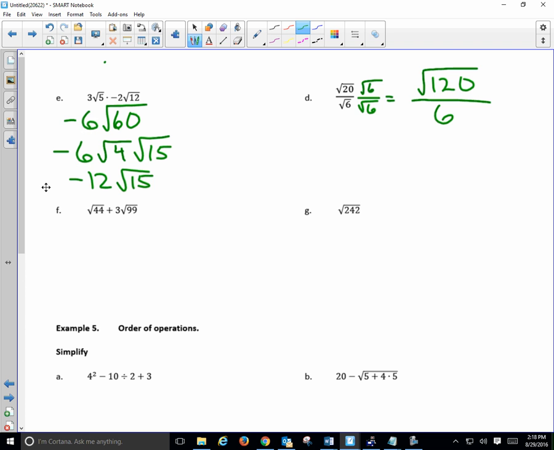Is there a perfect square that divides evenly into 120? 4 goes in how many times? 30. So we have the square root of 4 times the square root of 30 over 6. What's the square root of 4? So I have 2 times the square root of 30 over 6.